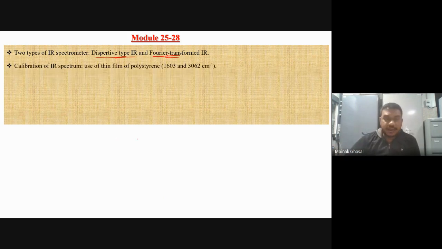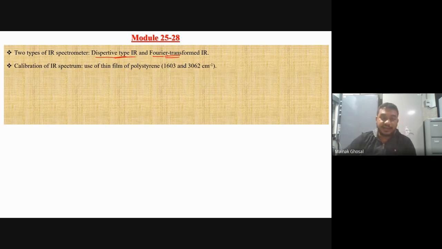Now you need to calibrate. Whenever you are buying any kind of IR spectrum instrument, you first need to calibrate the instrument. To calibrate anything, you need something that is already known. You just need to match that.